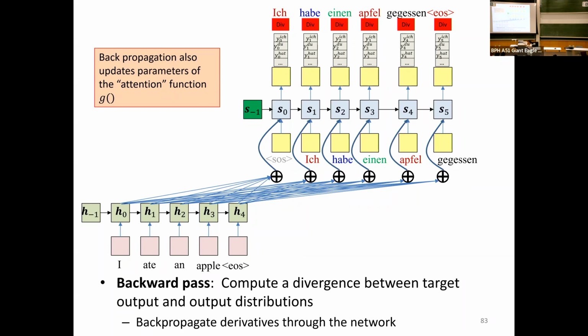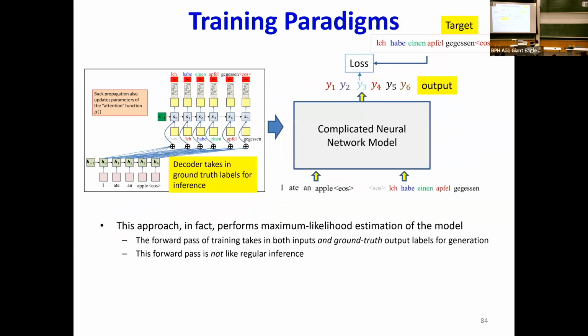Now, this approach performs maximum likelihood estimation of the model, but there's something funny about this whole process. When you're training a standard neural network, what do you do? What do you pass in at the input to the network? How are the labels used? The labels are only used to compute the loss, right?